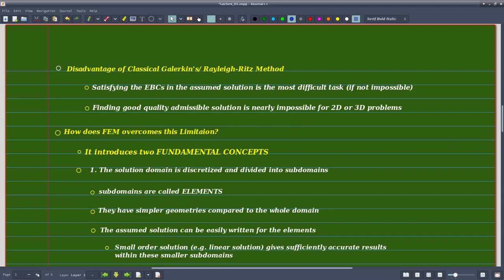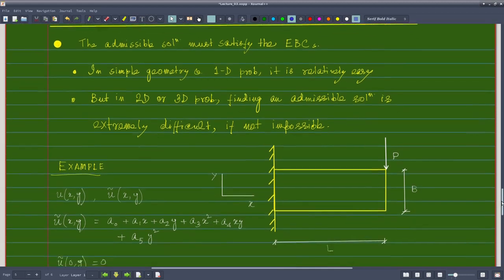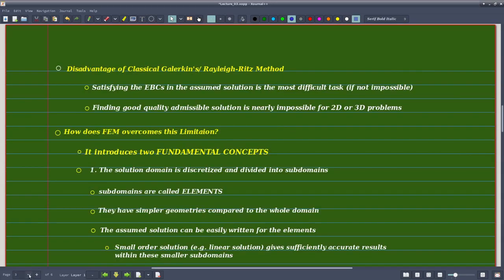I think you remember that in the last class we have seen that if I have a 2D plate, it's really difficult to fulfill the boundary condition along this x equal to 0 line within this limit of y by having a polynomial assumed solution. Okay, we have discussed these details. So that is what is meant by this, that finding a good quality admissible solution is nearly impossible for 2D and 3D problems.